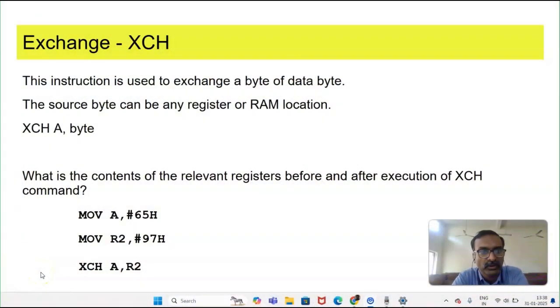So the instruction for exchanging is XCH, and this instruction is used to exchange a byte of data. So that means 8 bit of data. Now let us see the syntax. The syntax is XCH A comma byte. So this byte can be in different locations. It can be a register or RAM location. So the command is XCH. So it's simple.